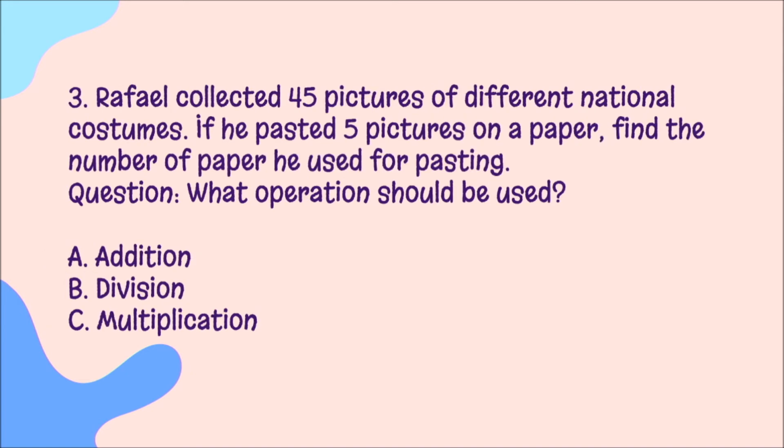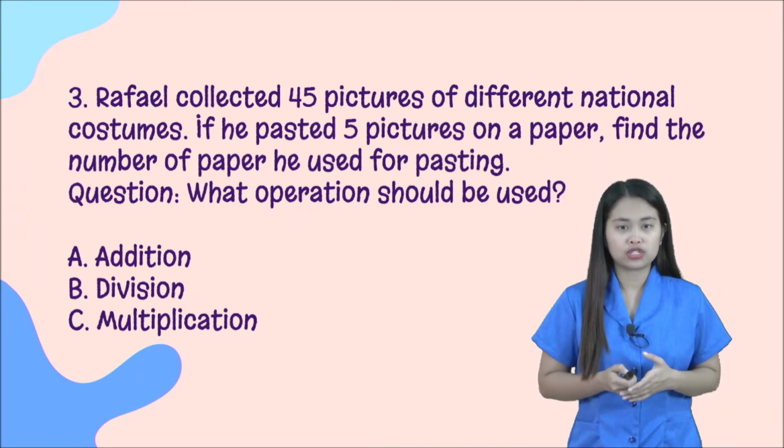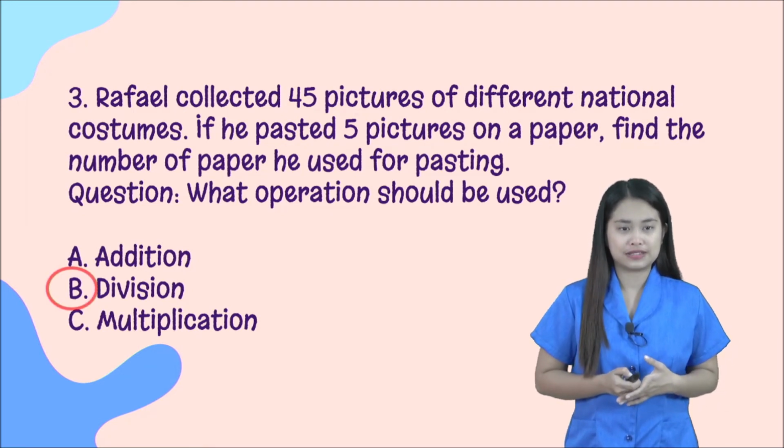Next, number 3. Rafael collected 45 pictures of different national costumes. If he pasted 5 pictures on a paper, find the number of paper he used for pasting. The question is, what operation should be used? Is it addition, division, or multiplication? Since in our word problem we have to find the number of paper he used for pasting, our operation is in division.